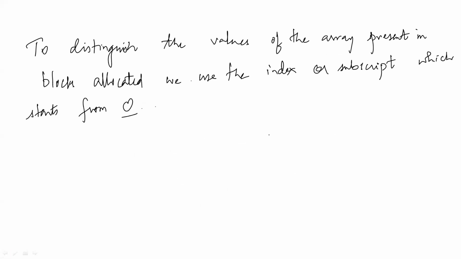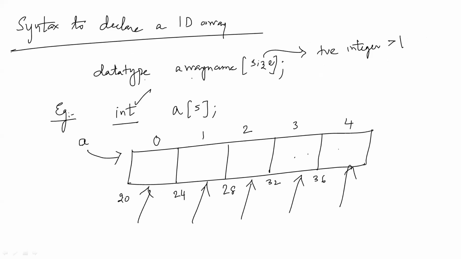Now, to distinguish, an array is a collection of similar data items stored in continuous memory locations. Now, see this: collection of similar data values means all of them are 4 bytes. They are in continuous memory locations, right? They are having a common name.